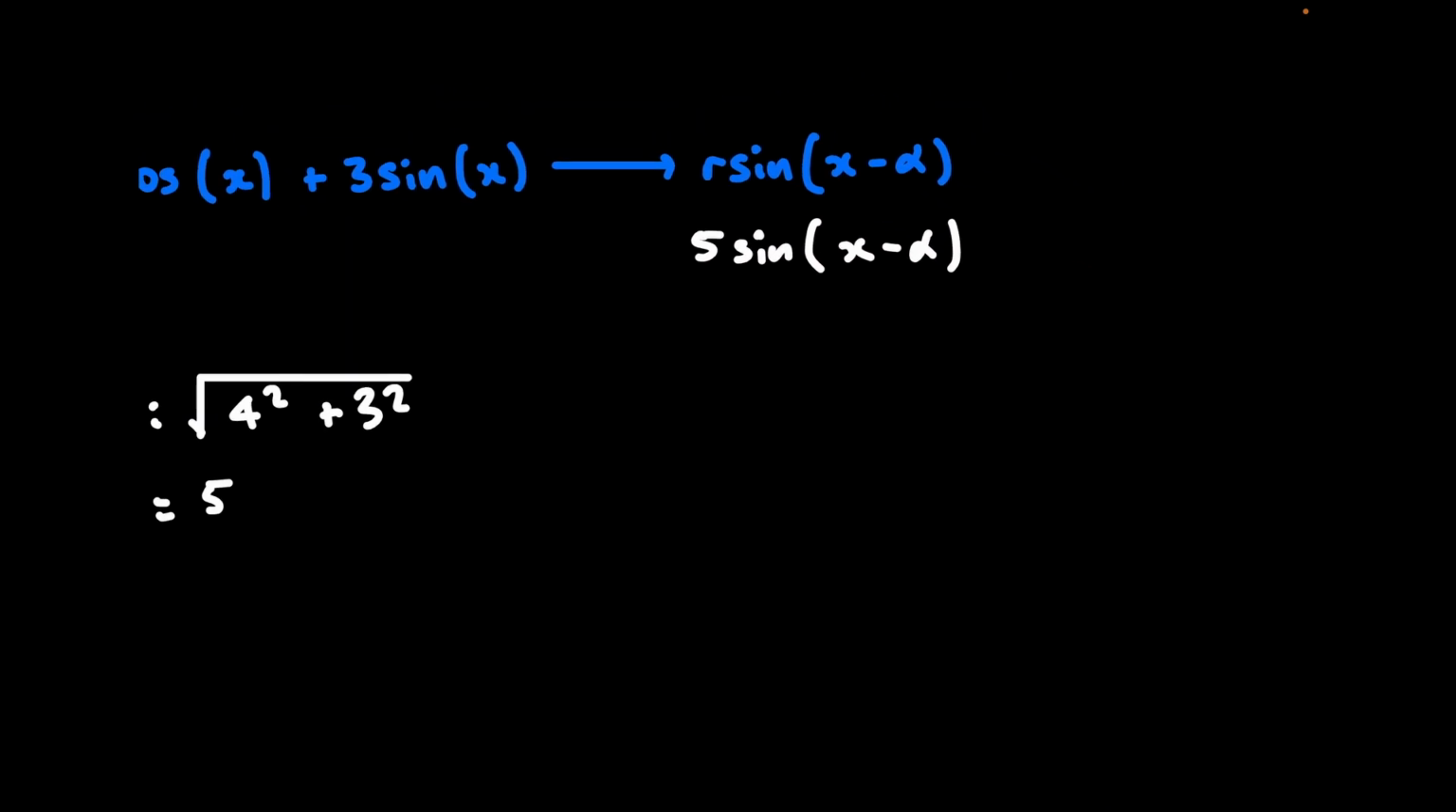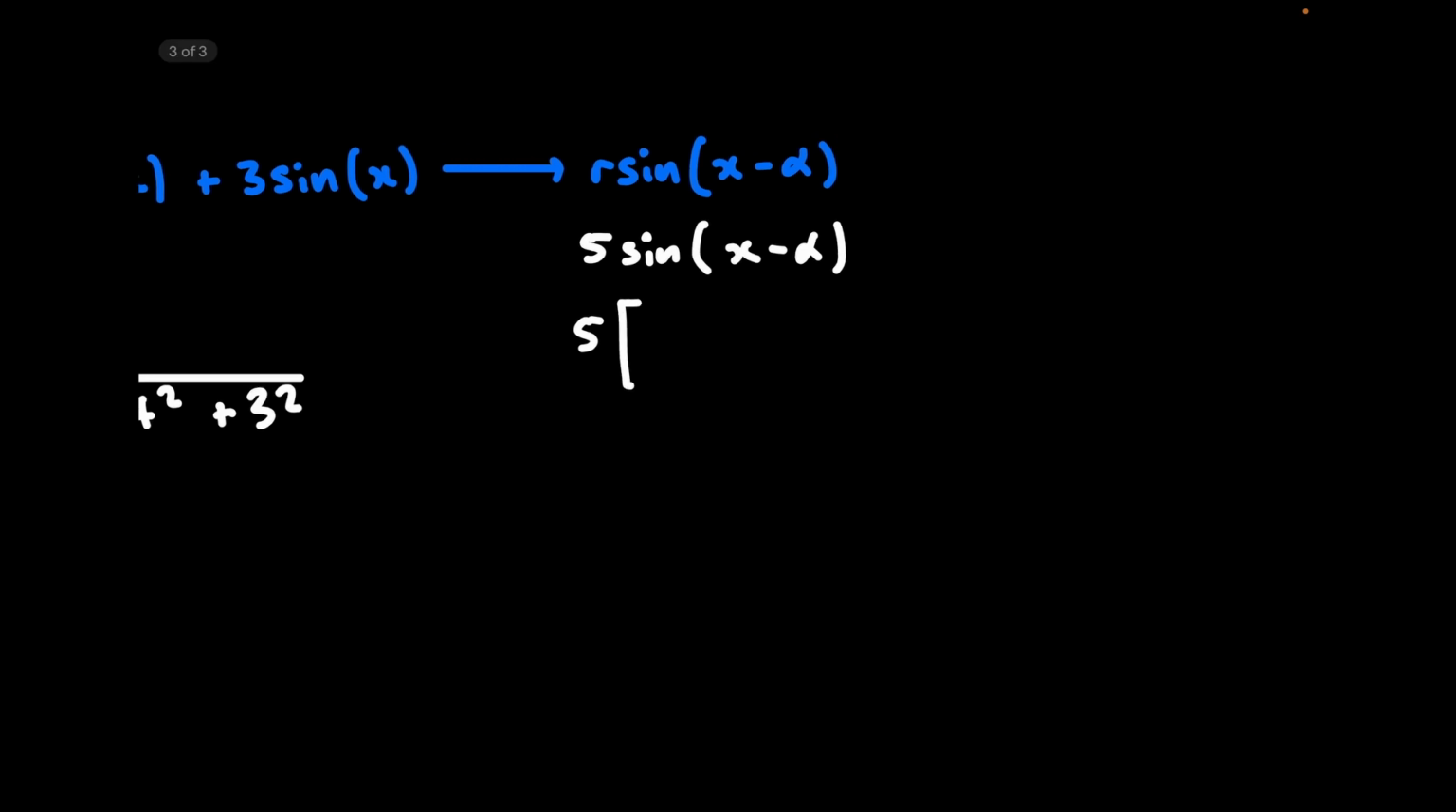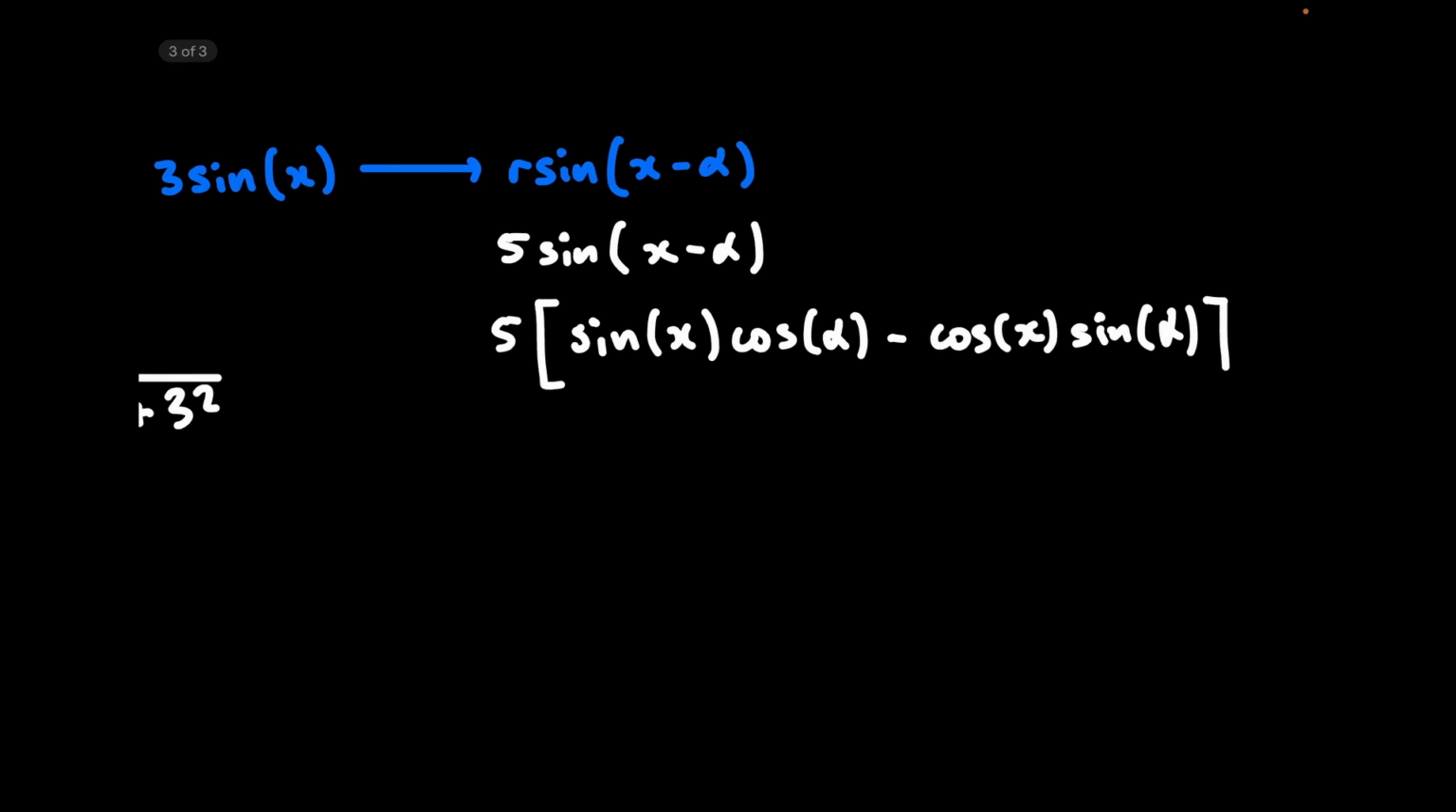What we can recognize is that this is really sine of one angle take away another angle. So we can use the sine addition identity. If we use the sine identity, what we end up with is 5 times the sine of x times the cos of alpha minus the cos of x times the sine of alpha. And if I were to fully expand this through, we can say this is the same as 5 sine of x cos of alpha minus 5 cos x times the sine of alpha.